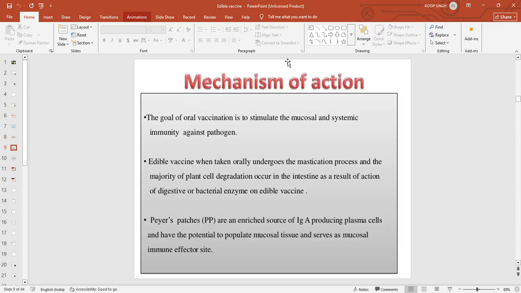So how does edible vaccine work? We'll just go through the mechanism of action. The goal of oral vaccine is to stimulate mucosal and systemic immunity against the pathogen. Edible vaccine, when taken orally, undergoes the mastication process, and the majority of plant cell degradation occurs in the intestine as a result of the action of digestive or bacterial enzymes on the edible vaccine. Once it is degraded, Peyer's patches in our body, an enriched source of IgA producing plasma cells, have the potential to populate mucosal tissues and serve as mucosal immune effector sites.